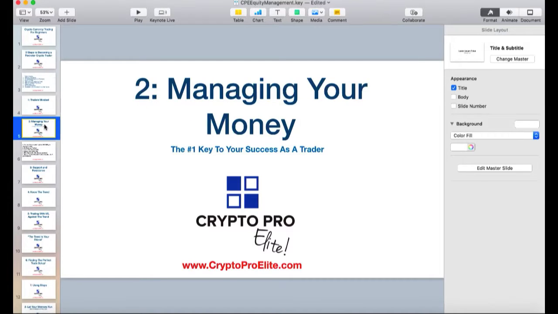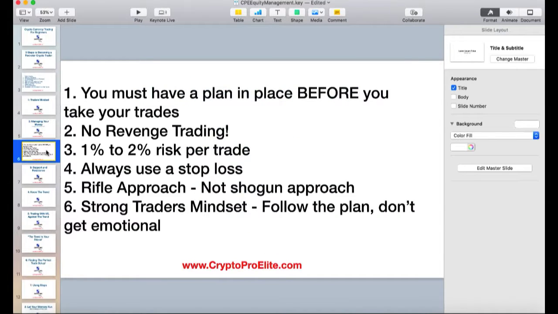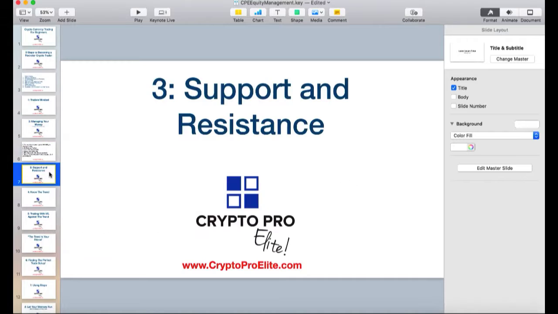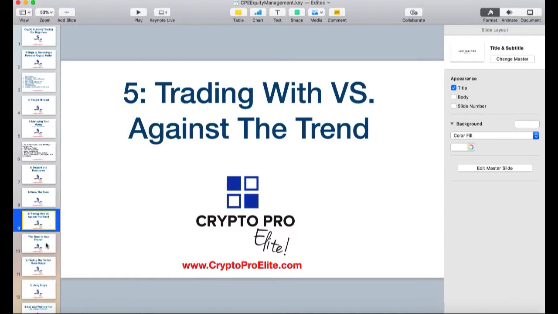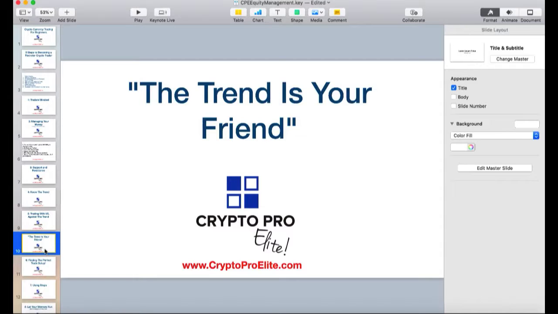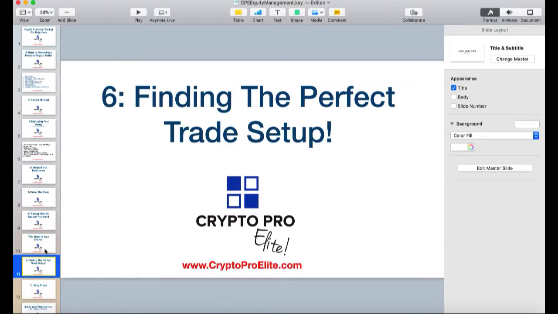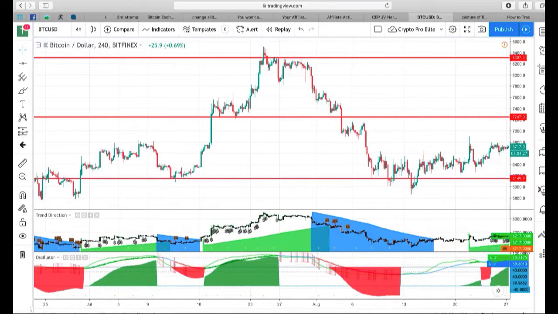2, we talked about managing your money and these 6 steps, right? And you're following that. You understand support and resistance. You know the trend. You know that we're going to trade with the trend, because a trend is our friend. And now we're about to have some fun, folks. We're going to talk about finding the perfect trade setup. So let's go to our charts.